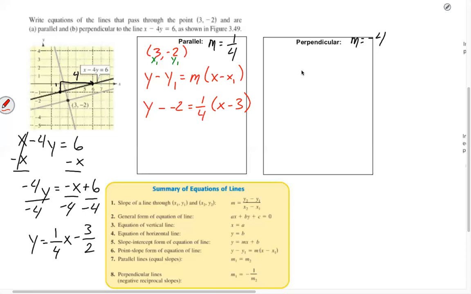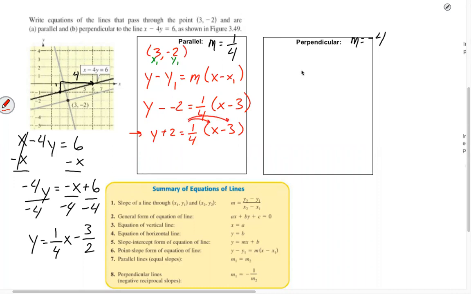We cool with that? Clean it up a little bit. Y plus 2 equals 1/4 times x minus 3. Now I could stop here, that's fine. But you guys are going to be taking the SATs at some point this year. Maybe that's not an answer. Maybe all the answers have it in y equals mx plus b. For the sake of the SATs, they might have the answer as y equals mx plus b.